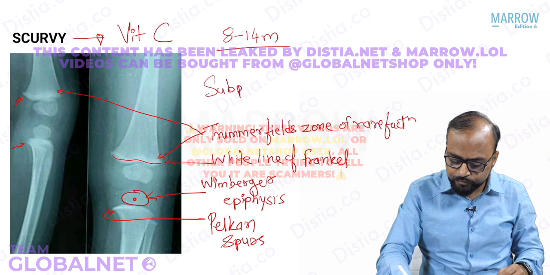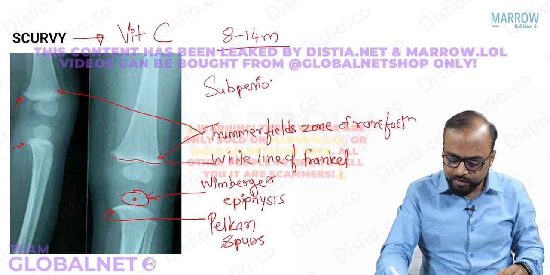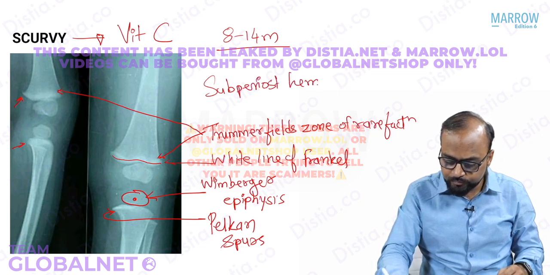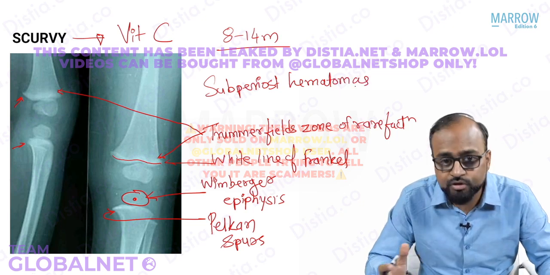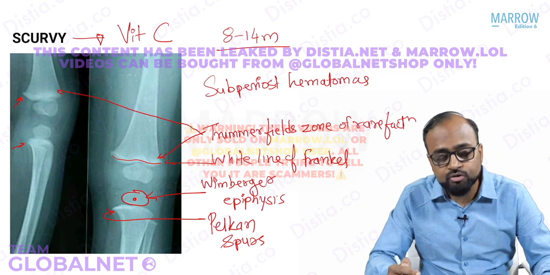Subperiosteal hematomas are also known to occur in scurvy. So this will give rise to the pseudo-paralysis or frog-leg appearance.